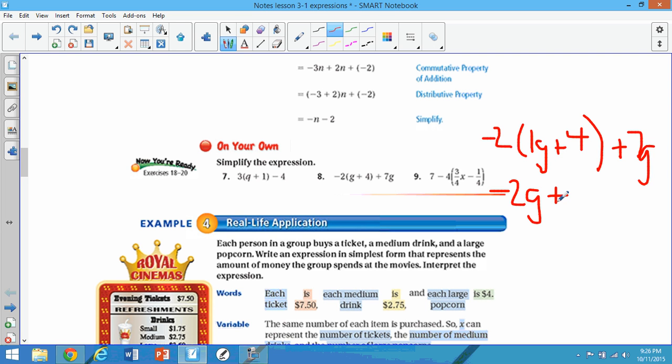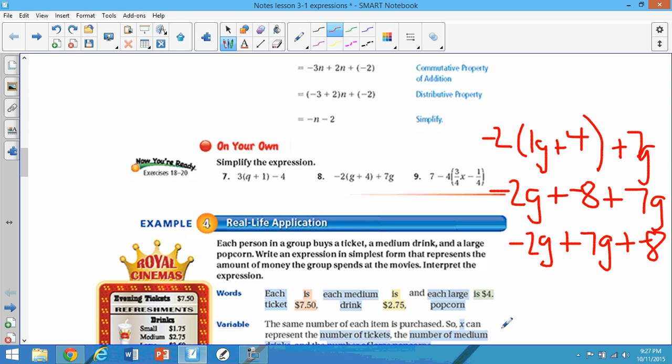Negative 2g plus negative 2 times 4, because you have to do that. You can't forget to do the 2 to the 4. So that is a negative 8. And then bring down your plus 7g. Now you can combine your like terms. So you move your negative 2g, commute your order, plus 7g plus negative 8.